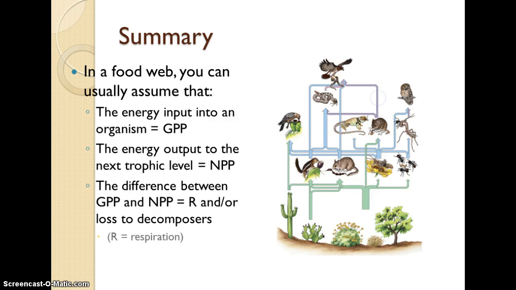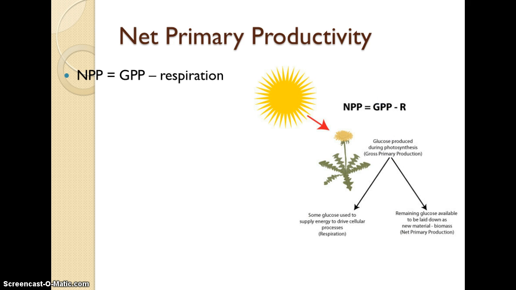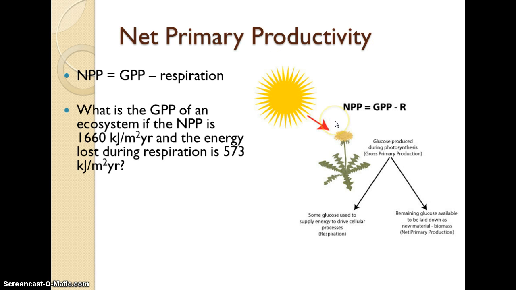So if you're ever asked to calculate gross or net primary productivity, the gross primary productivity, in this case the solar energy, minus the respiration from the plant, gives you the net primary productivity, or the amount of energy that is passed along as glucose to the next trophic level.